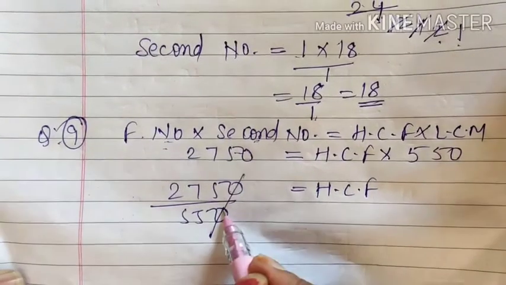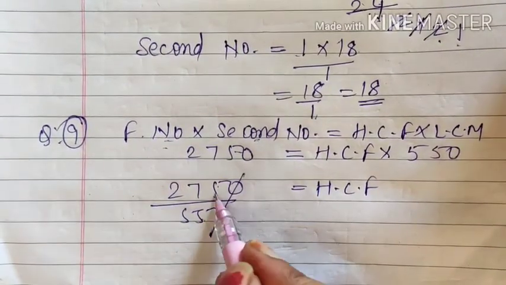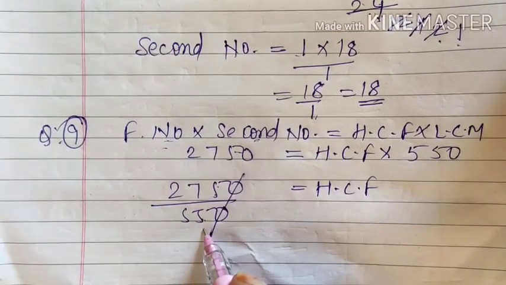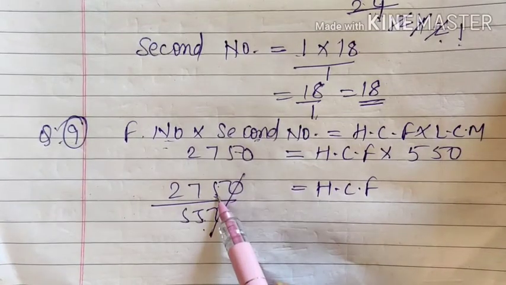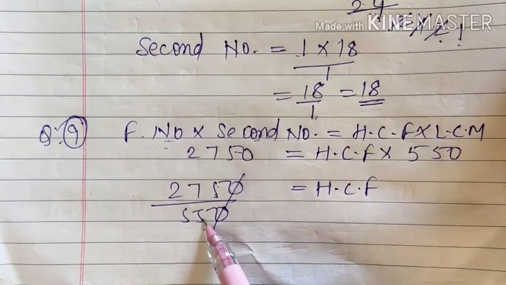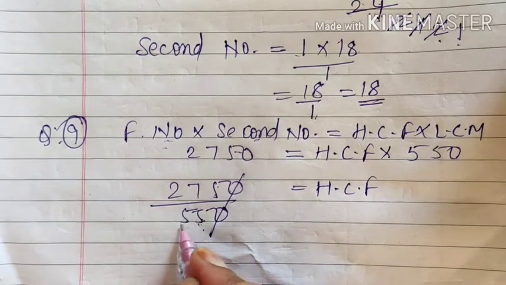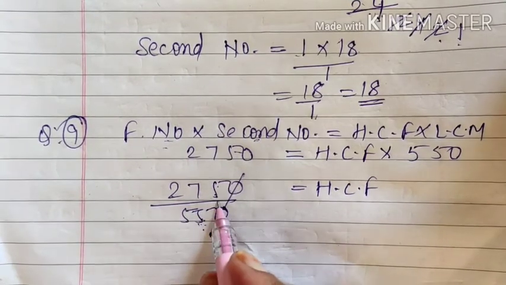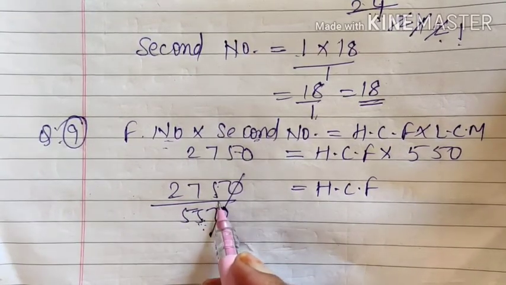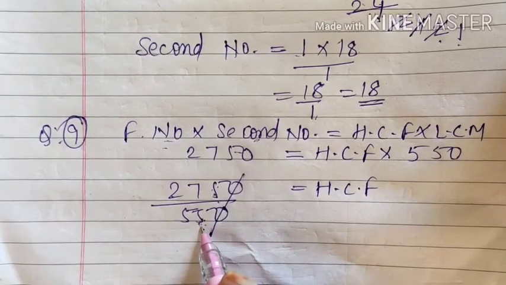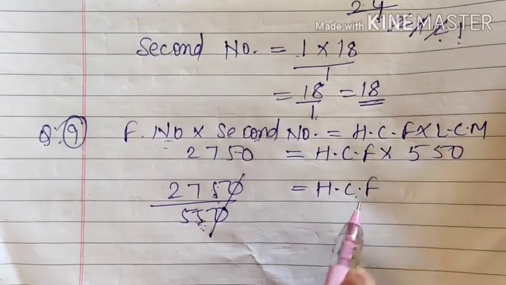This 0 will cancel out 0. Now you divide both the numbers by 5 and find out the answer. You see, this is not divisible by 2. This is also not divisible by 2. This is not divisible by 3 also. It is not divisible by 4 also. But it is divisible by 5. 55 is divisible by 5. 275 is also divisible by 5. So you will divide both the numbers by 5 and you will find the answer. That will be your answer.